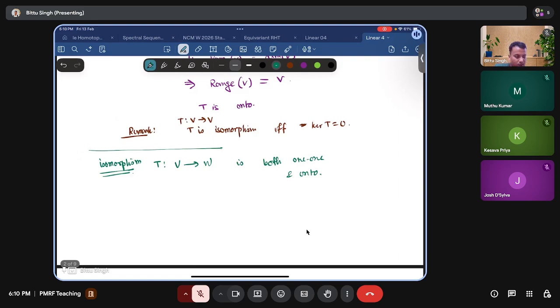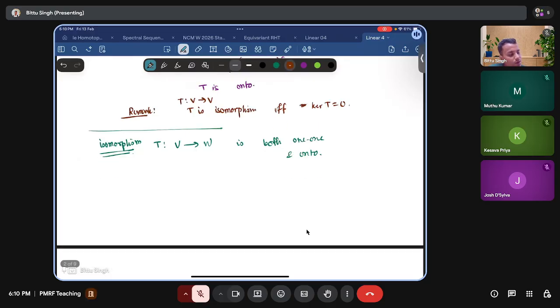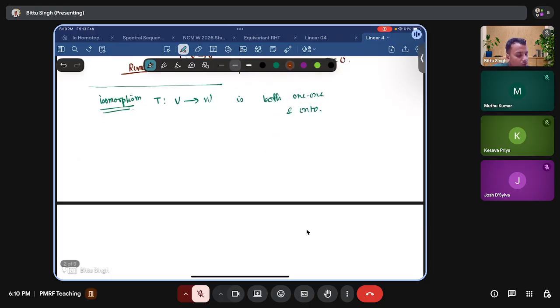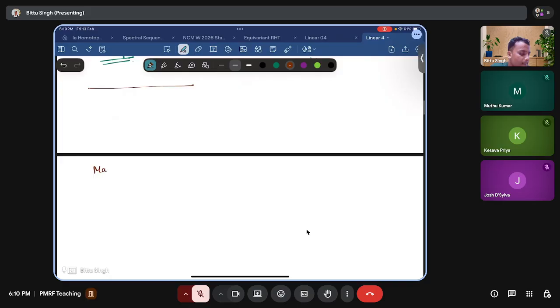So let us state some important facts. In the previous day we have also observed an important thing, that is matrix representation. So what does this mean? Matrix representation means, so let us give an example before stating this.